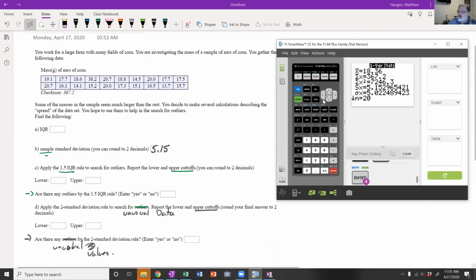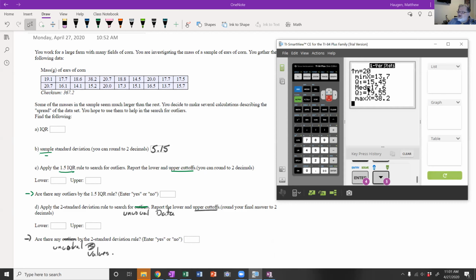IQR, let's see. For the IQR, we can go down here, it gives us the minimum, the Q1, median, which is our Q2, our Q3, and our max. So our interquartile range will be the difference between those two. So 19.55 minus 15.4 is 4.45. Alan, you're saying it is 4.1.